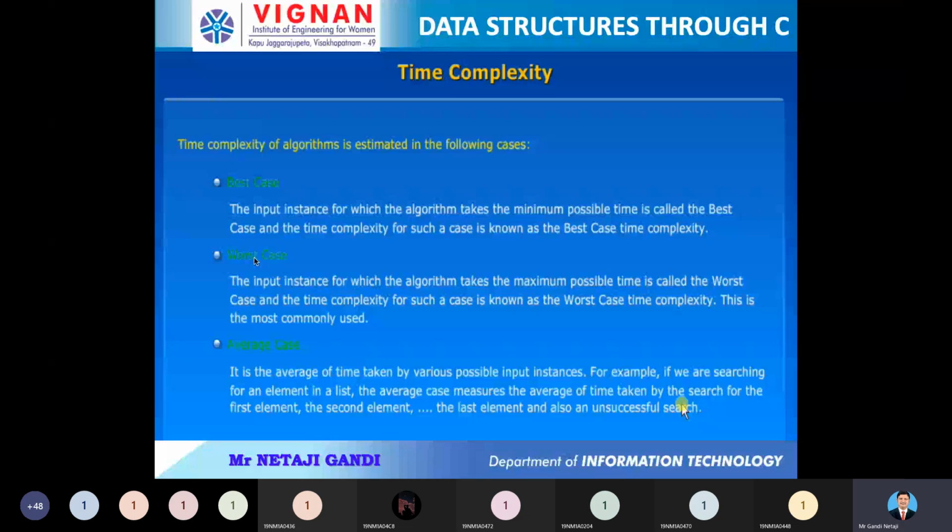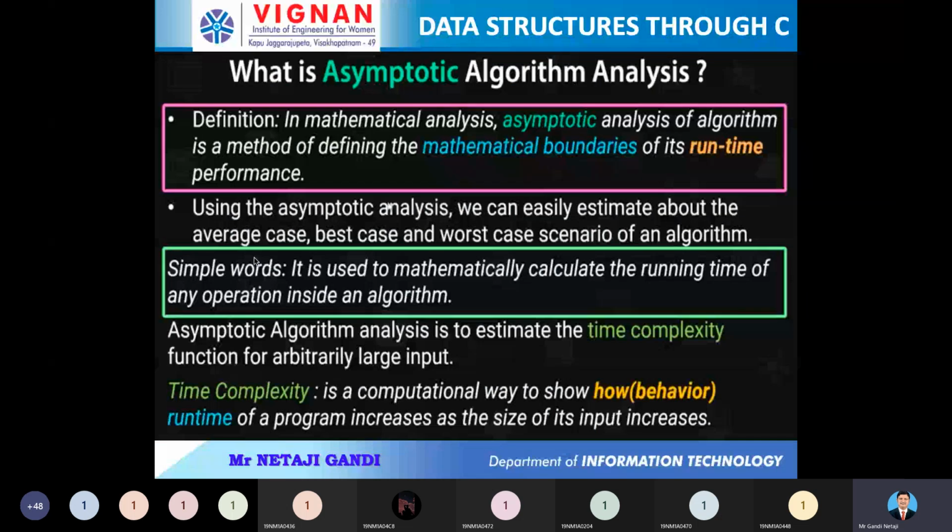So that is where asymptotic algorithm notation comes into the picture. What is meant by asymptotic notations? The mathematical boundaries of runtime performance, to calculate the performance of your program. These mathematical boundaries are the mathematical calculations of the running performance of your program. That is why the concept is available in data structures. Asymptotic notation is one method of analysis of an algorithm: the term is used for mathematical boundaries, mathematical analysis, and mathematical calculations of a given program at the time of running.